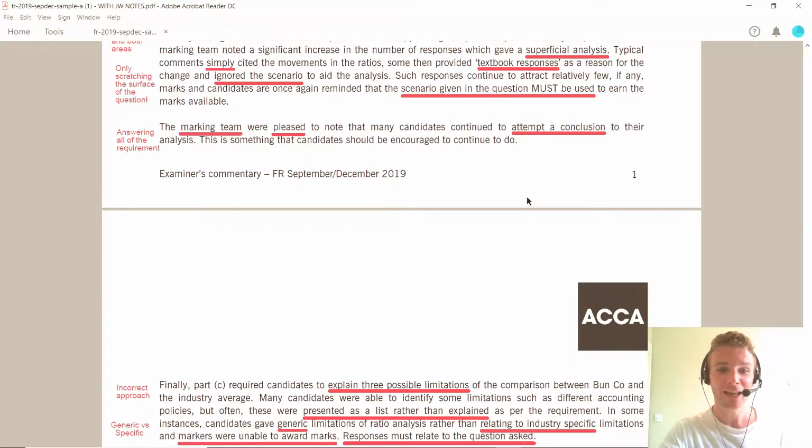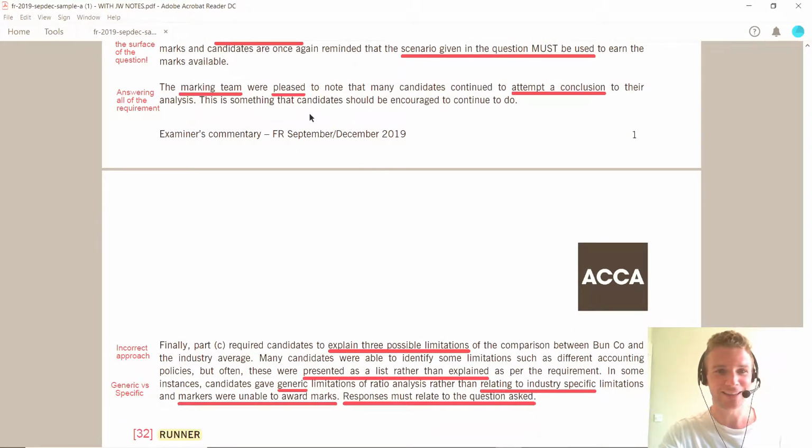But there was on here as well something pleasing, as you can see. So the marking team were pleased at an attempt at a conclusion. So when you're actually analysing a question, so the actual performance from the ratios above and the position, actually saying at the end of it, well, what does this actually mean as well? Okay, so you've got pros and cons, but what does this mean for the actual company themselves? Are they in a better or worse scenario?